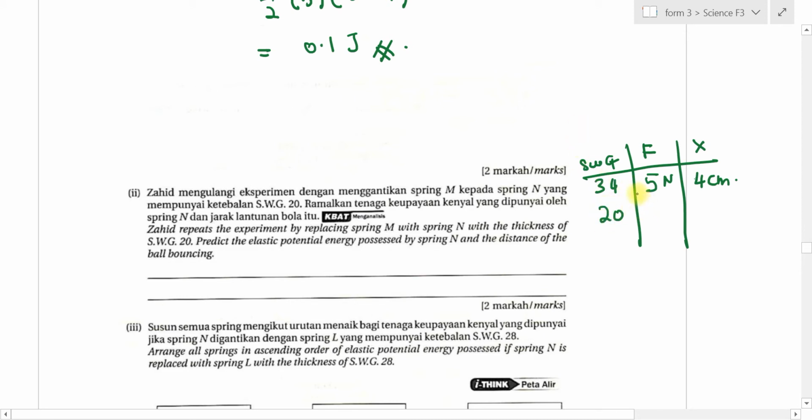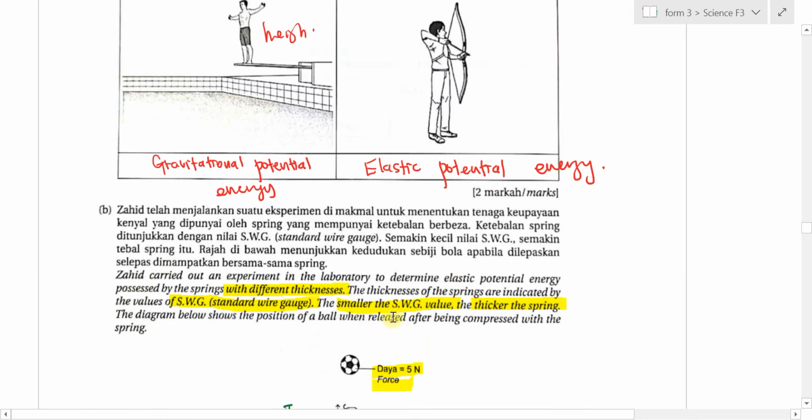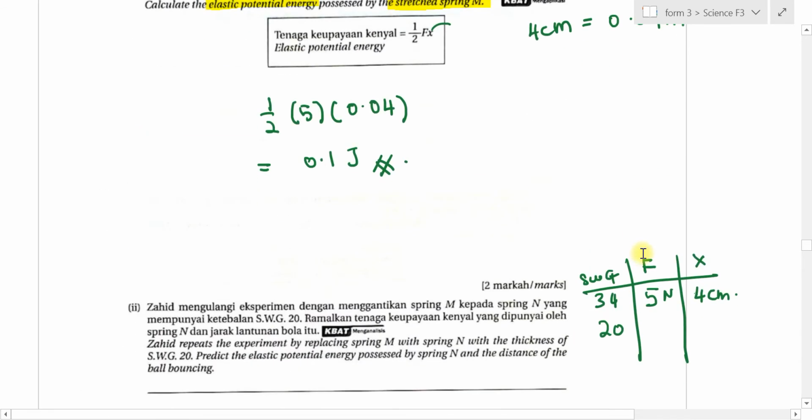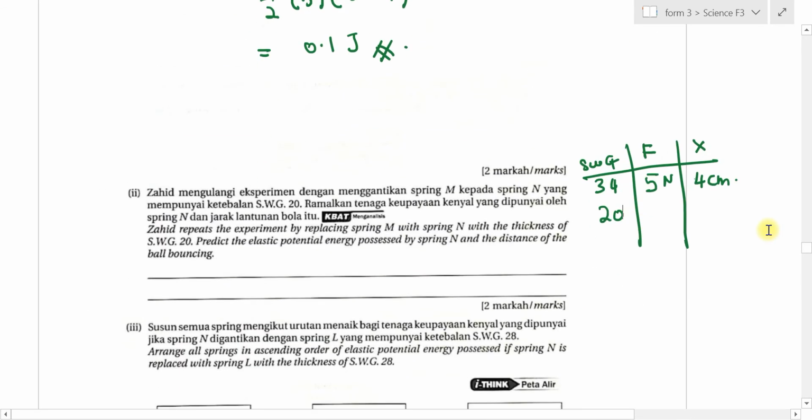Now you are using 20, so that means the smaller the SWG value, the thicker the spring. When the spring is thicker, it can support more. That means your extension should be decreasing. So let's say it will be 2 centimeter. And your force will be a little bit increasing.